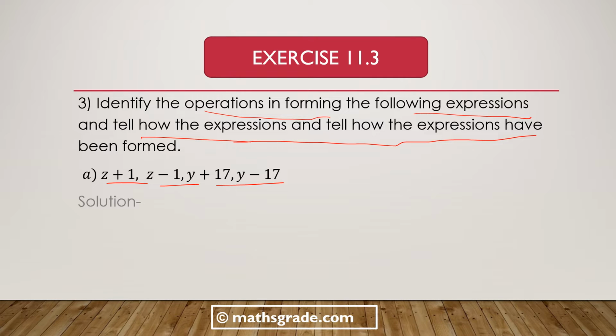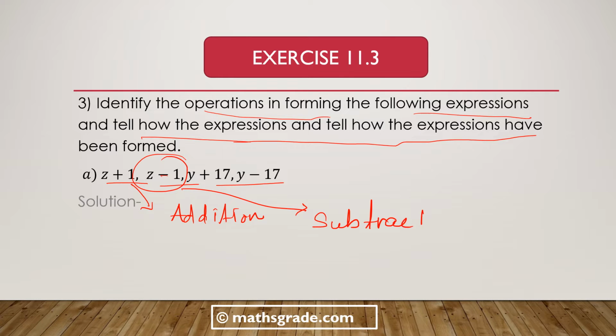In z plus 1, this is an algebraic expression because z is the variable and 1 is the constant, and between variable and constant the plus, addition operation is performed. So in z plus 1 the addition operation is performed. In z minus 1, z is the variable and 1 is the constant, and this is the subtraction symbol. In z minus 1 subtraction operation is performed.